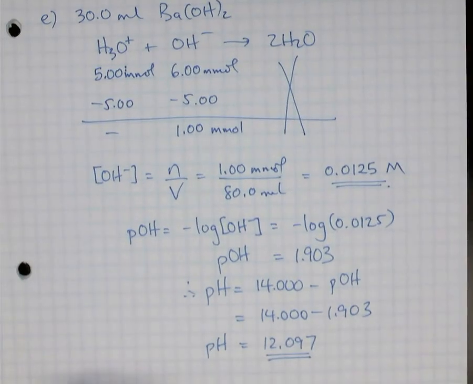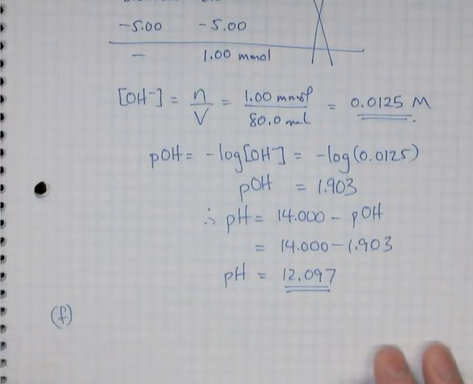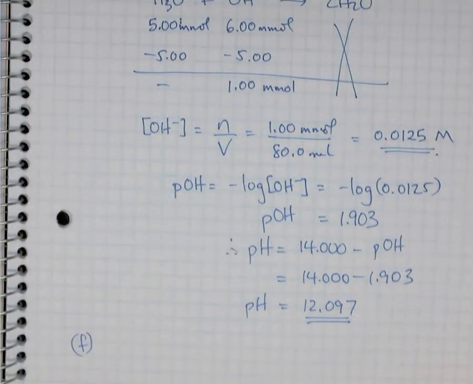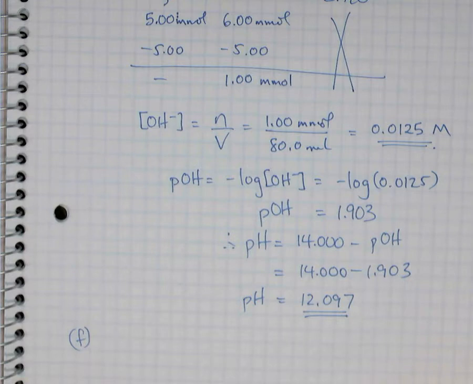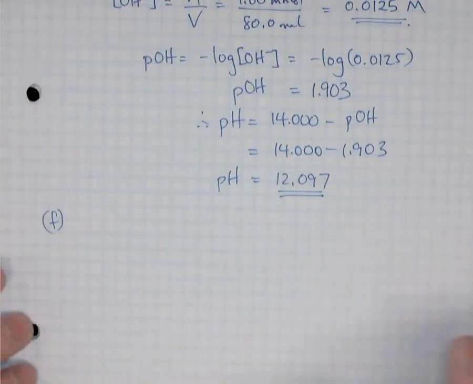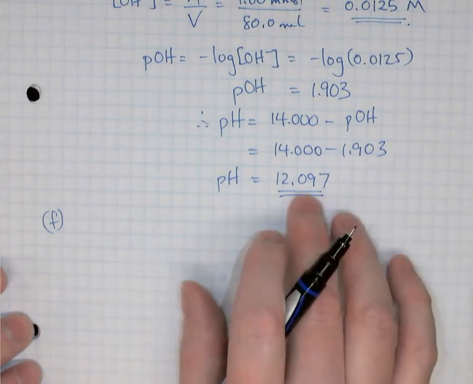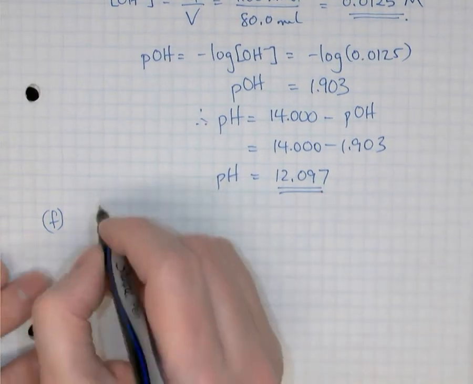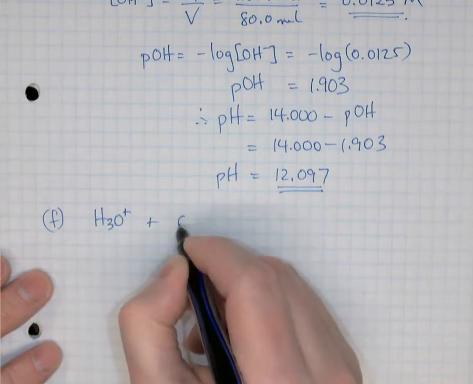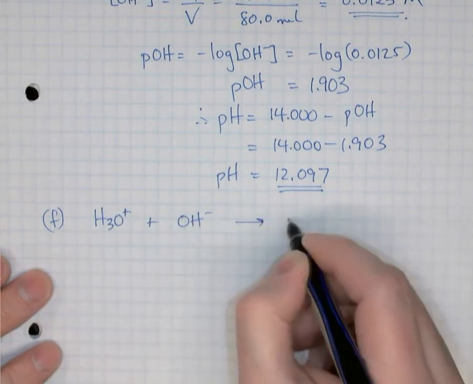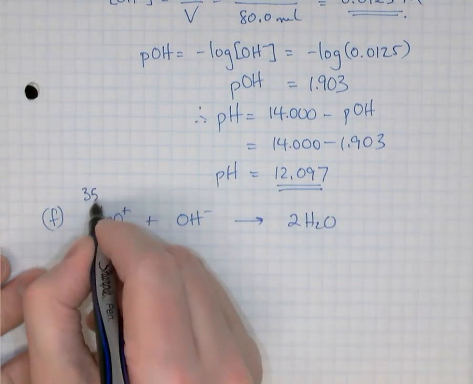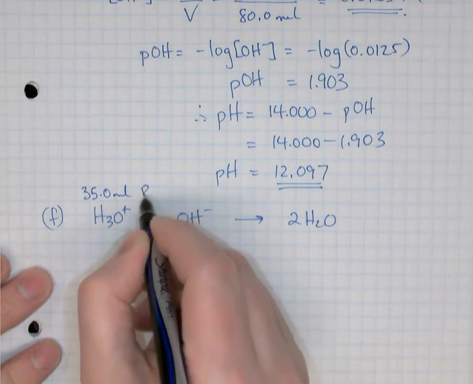Let's do the last point in the titration. We're going to add 35 milliliters of the base, and we're expecting, if I was right, to see the pH plateauing. So it's going to be a little bit higher than this, but not much. So we'll have the same reaction. We're now adding 35 milliliters of barium hydroxide.